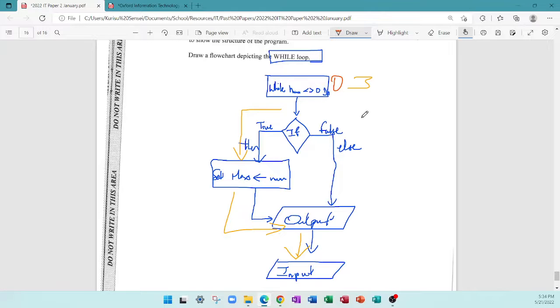So while num is not equal to 0, so anything greater than 0 basically, and that is true, then we go on this side. So we enter a value, it's not equal to 0, we come down here, we give our output, and we give our input there. Good. But that's basically our flow chart there.